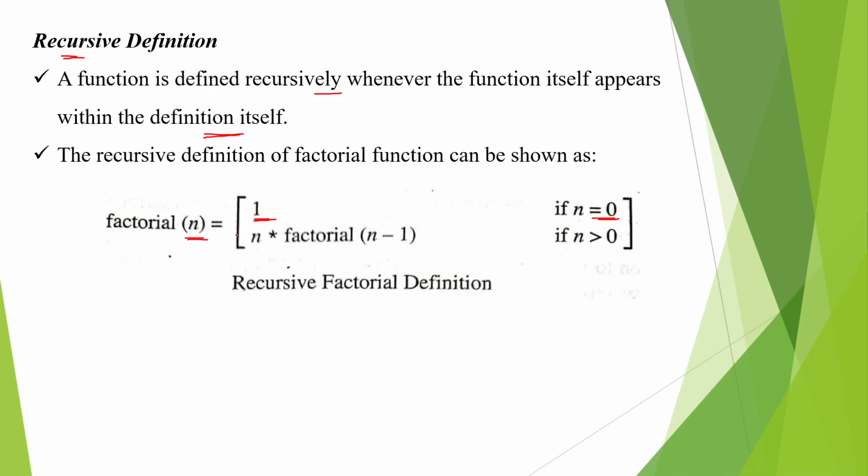When n value is not 0, if it is greater than 0, any positive integer, then what we have to do is n multiplied with factorial of n minus 1.